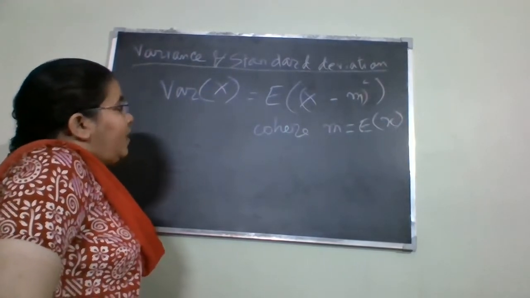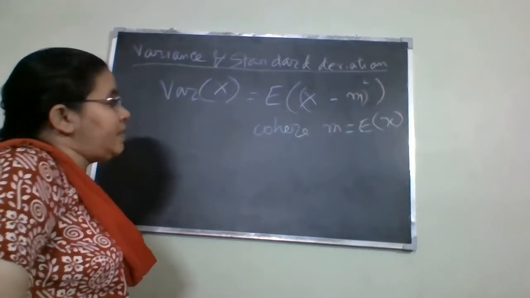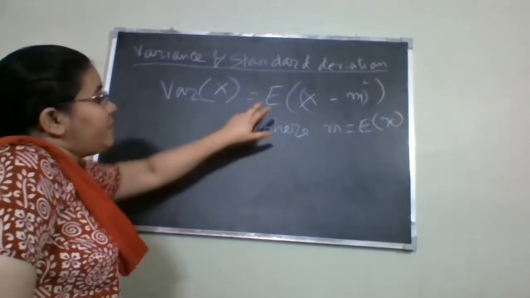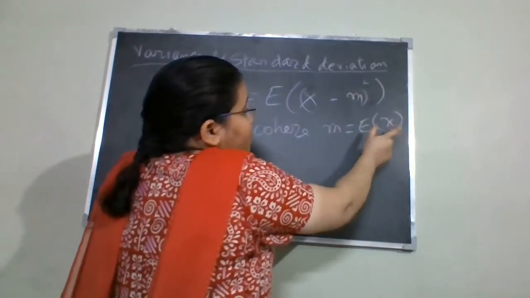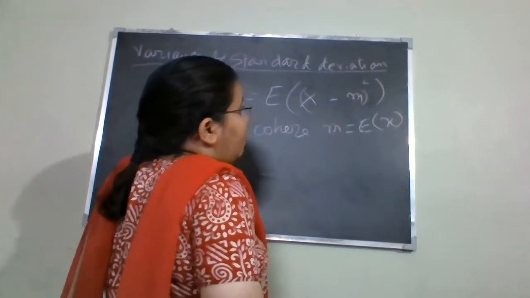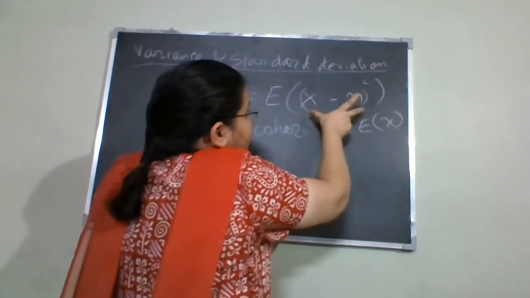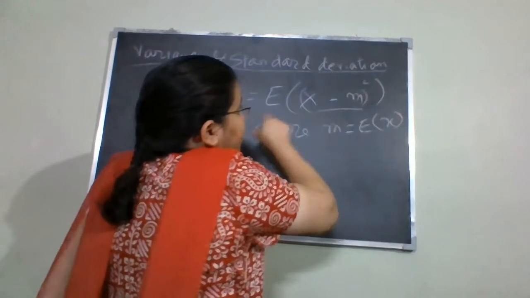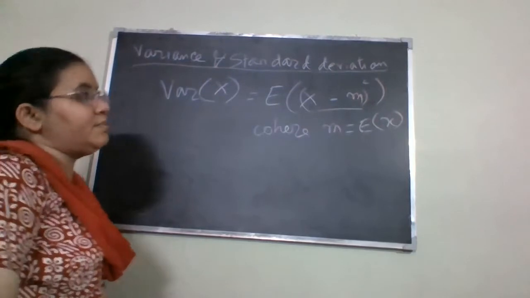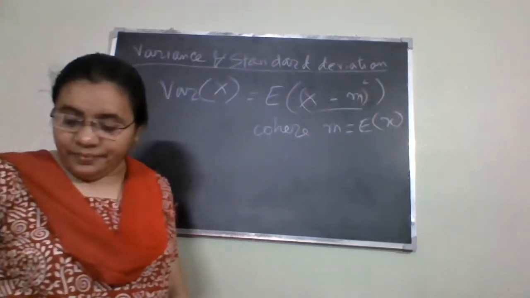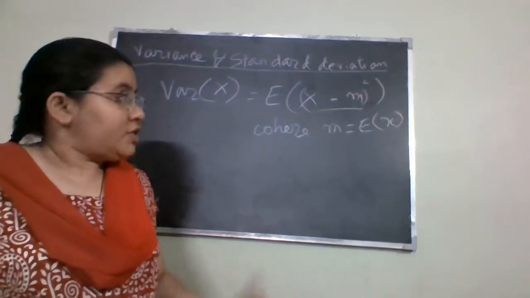If we want to find the variance of this random variable X, we first find E(X), then store the value of E(X) inside another variable called m. Then I have to do (X minus m) the whole square, and on this term I find the expectation. This gives me the variance of the random variable X. Is it clear? Now this is the definition of variance.